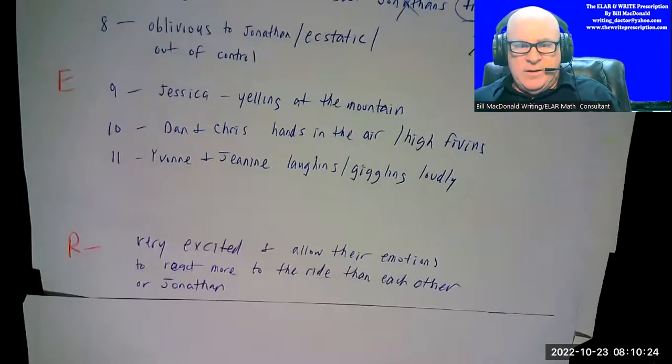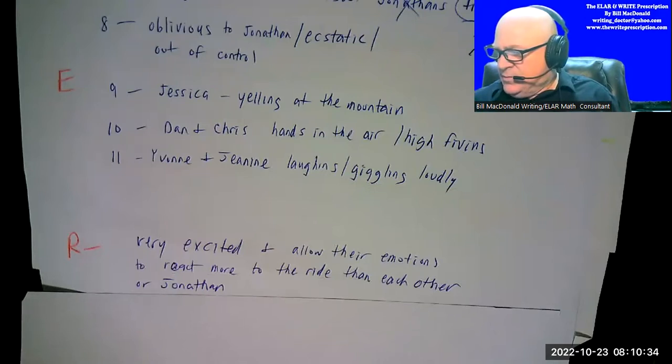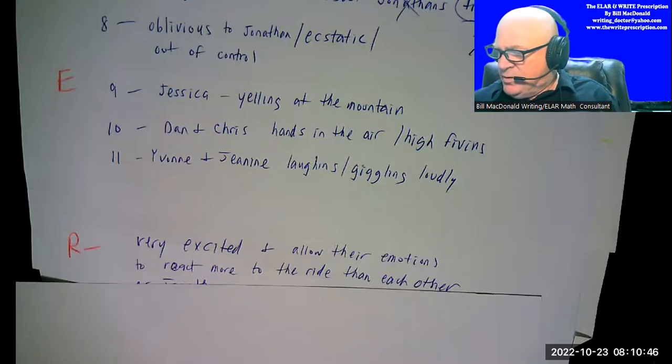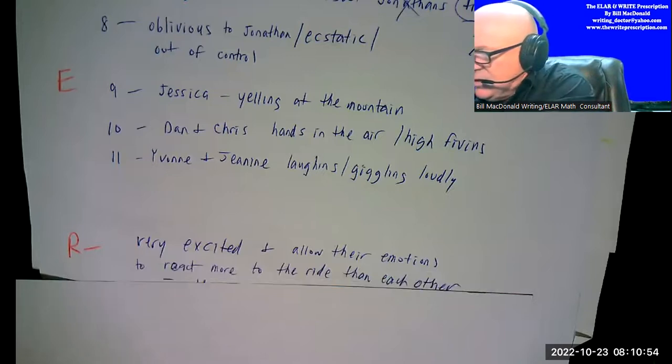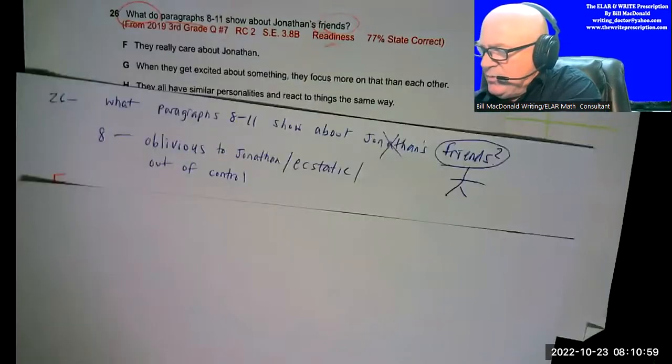Well, they're all very excited. They allow their emotions to react more to the ride than each other or Jonathan. So any answer that fits that would be the correct answer because that's what basically happened. So what we'll do before we look at part 2 of how to turn this into an actual short answer is let's just see what answer is closest to what we came up with.